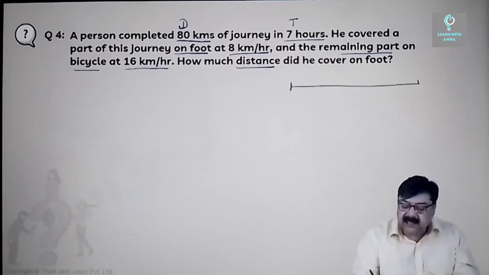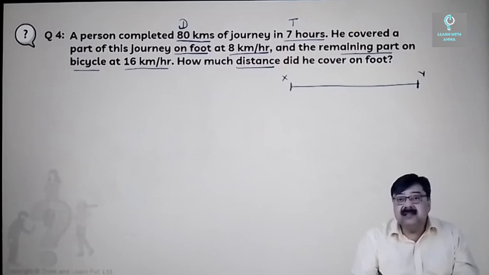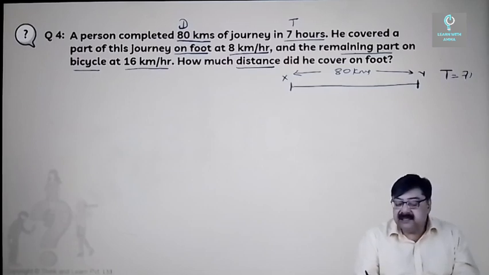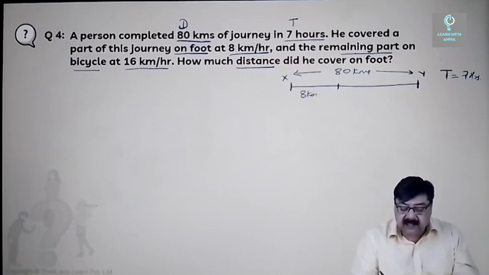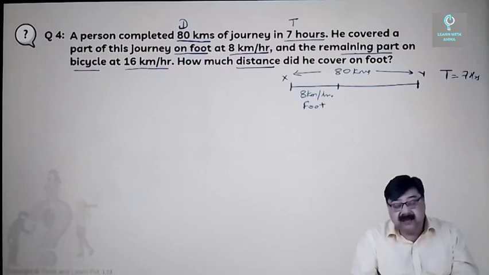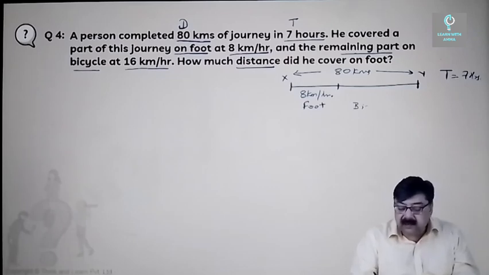Now we know that, let us say that these are the 2 points, point X and point Y. The distance between these 2 points is 80 kilometers. It's already given to us. The total time taken is 7 hours. Now a part of the journey is covered at a speed of 8 kilometers per hour. Now this is on foot, and the remaining part is covered on bicycle at 16 kilometers per hour.